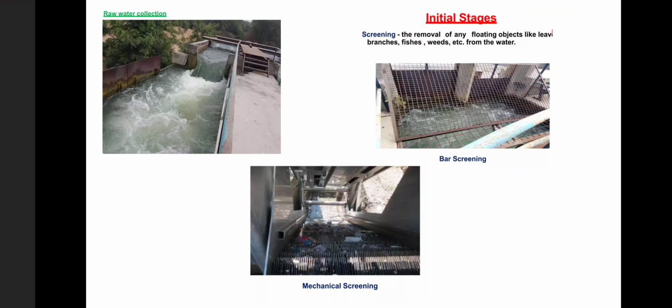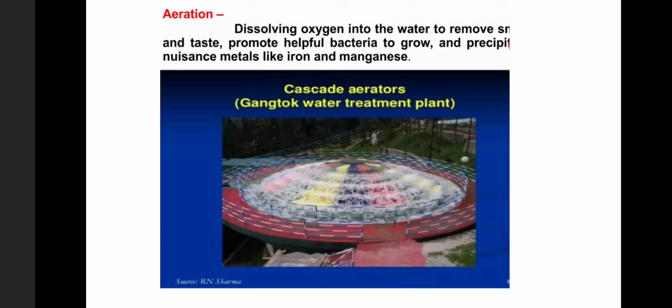Initially we are collecting the raw water in a huge tank, and then in the initial stages we are providing the bar screening and the mechanical screening to segregate the floating matters present in the wastewater, and thereby the wastewater reaches the next step of the process, and it doesn't cause any obstructions or clogging problems in the wastewater treatment plant.